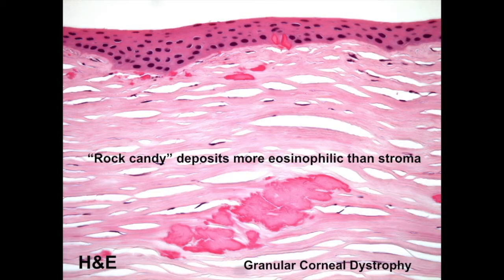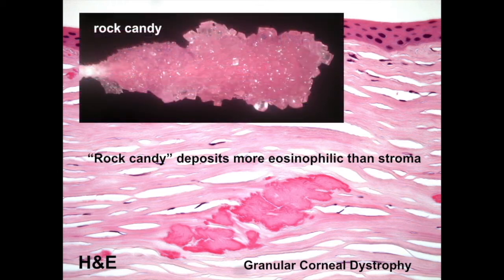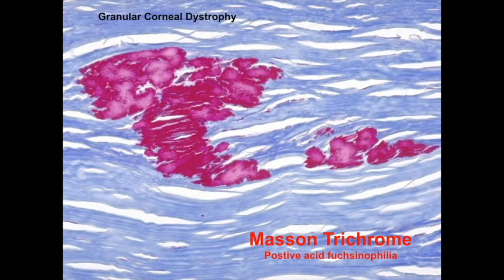Histopathologically, the deposits are more intensely eosinophilic than the surrounding stroma, and they have an appearance which has been likened to rock candy. They have crunchy margins. The stain of choice is the Masson trichrome stain. The deposits stain red. That's called positive acid fuchsinophilia. Interestingly, they also stain with Luxol fast blue, a stain for myelin, and they are negative with PAS.